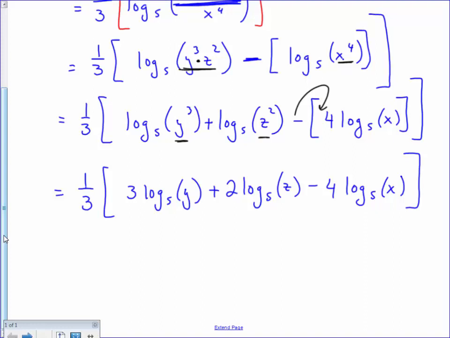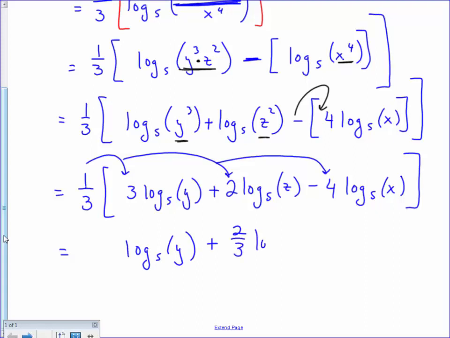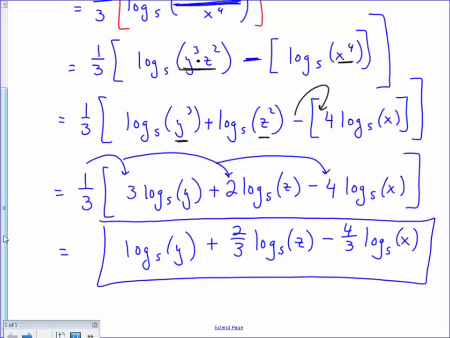Okay, now each one of the logs at this point are simplified as far as not being able to take the arguments any further using one of our 3 rules, or not being able to use a special rule that would simplify the log completely. So now I'll take this 1/3 and I'll distribute to the front of each of these logs. 1/3 of 3 is just 1, so this first one becomes just log base 5 of y. 1/3 times 2 is 2/3 log base 5 of z. And then finally, minus 4/3 log base 5 of x. And there's your final answer.